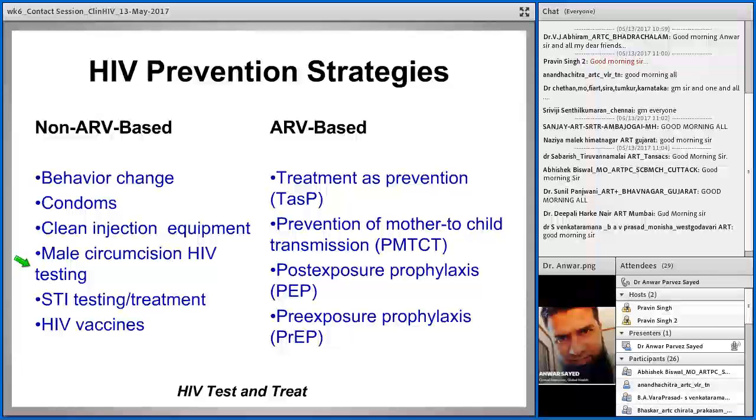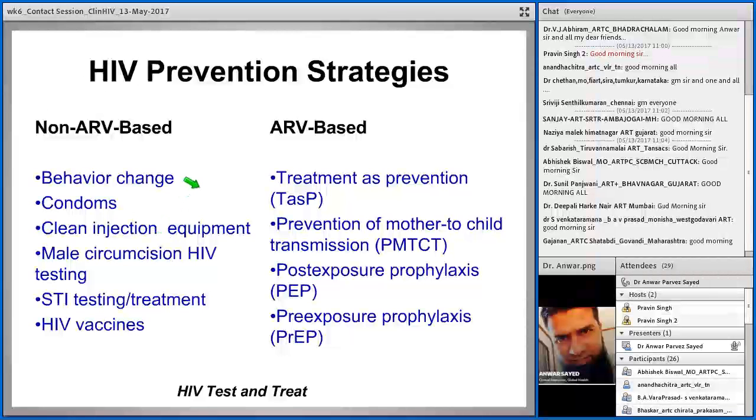But because of some reasons, it is not a national policy here. But 60% risk reduction is a big thing. Then similarly, STI testing and treatment or vaccine. So these are some of the non-ARV based HIV prevention strategies. But there are some ARV based strategies also.